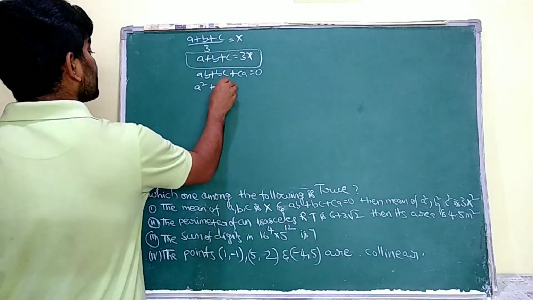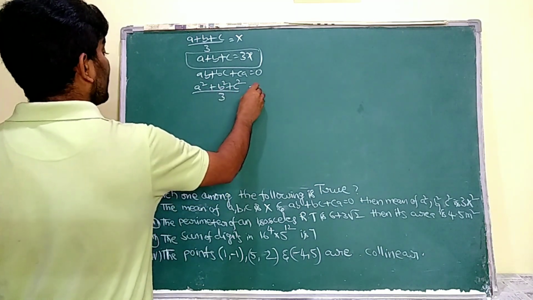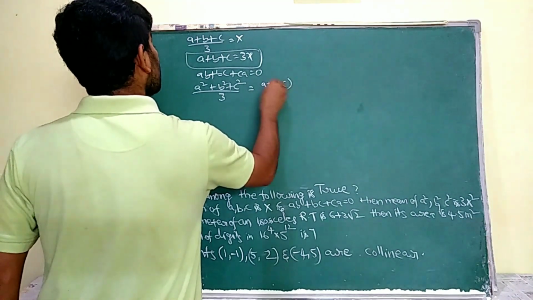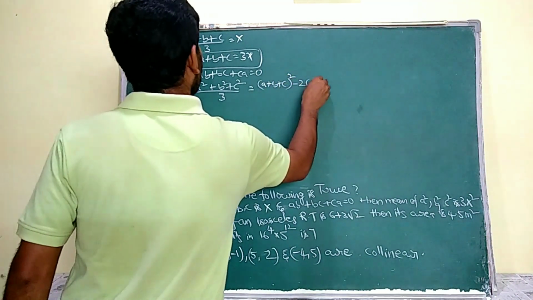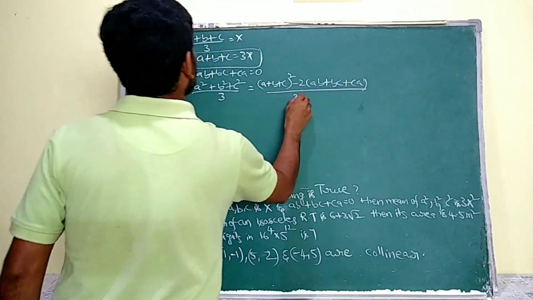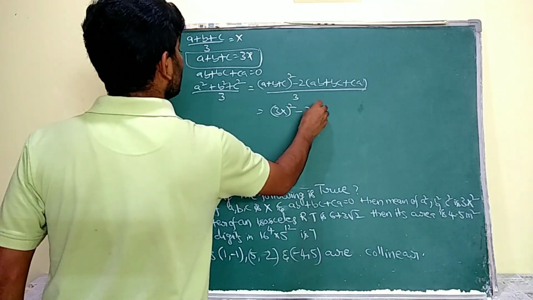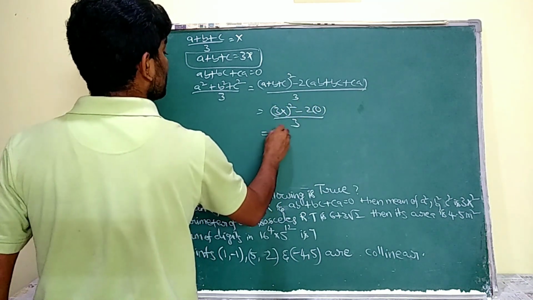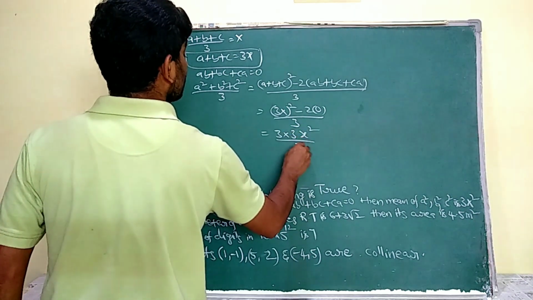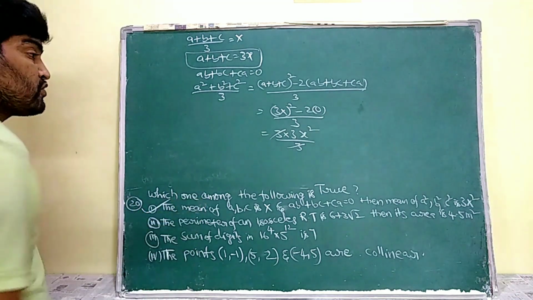So (a square plus b square plus c square) by 3 is equal to... now we have to find a square plus b square plus c square, which means (a plus b plus c) whole square minus 2 into (ab plus bc plus ca), whole by 3. A plus b plus c means (3x) whole square minus 2 into 0, by 3, that is equal to 3 into 3x square by 3. The 3 is going to be cancelled, so 3x square. So statement 1 is true.